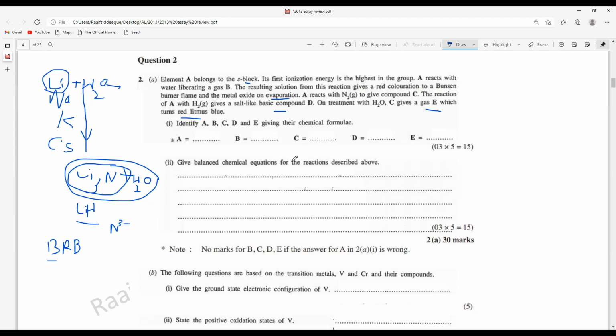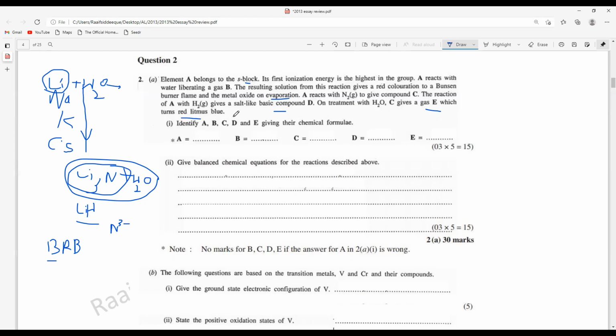Then you need to give the balanced chemical equations. You can see they have expected 5 reactions, so you need to write down all. First one is it reacts with water: lithium plus water gives lithium hydroxide plus hydrogen. The second reaction is it reacts with nitrogen to form Li3N. It reacts with hydrogen to form LiH. And when Li3N is reacted with water, it gives ammonia, so lithium hydroxide and ammonia are formed.